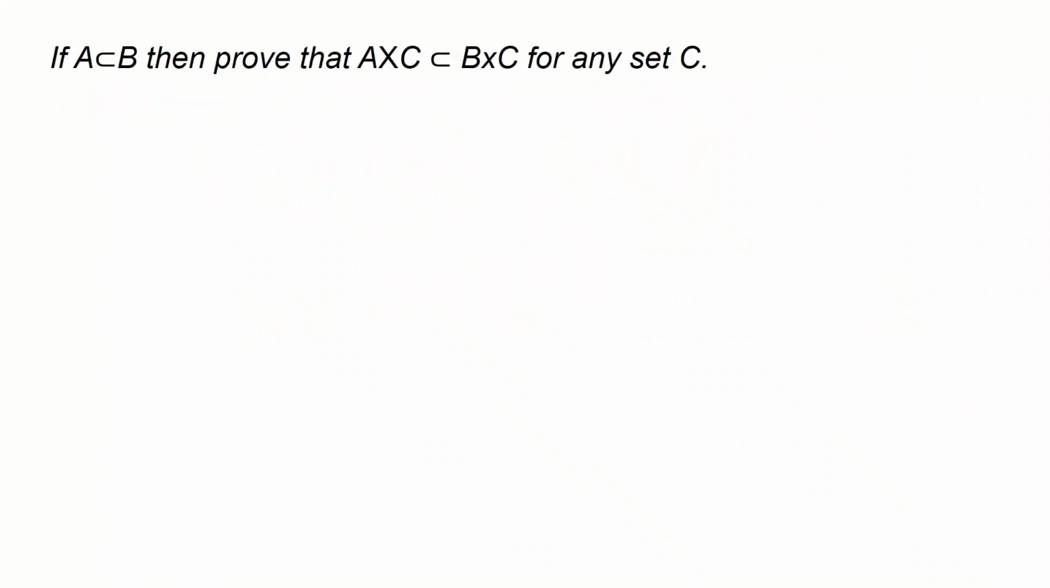Okay. If A is a subset of B, then prove that A cross C is a subset of B cross C for any set C. Let's try to understand this with the help of an example. You just take two sets of your choice where A is a subset of B. Say for example, if you take A as {1, 3}, then you have to take B as {1, 3} plus some more elements of your choice, say for example 7. You could have taken anything. This is just an arbitrary choice.